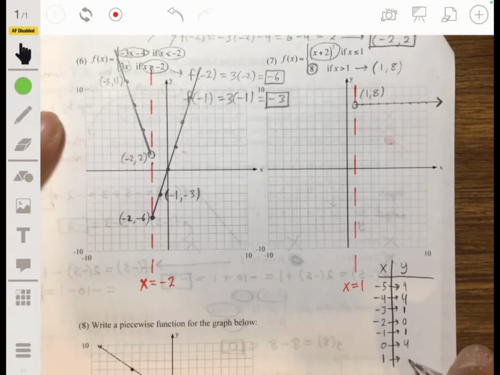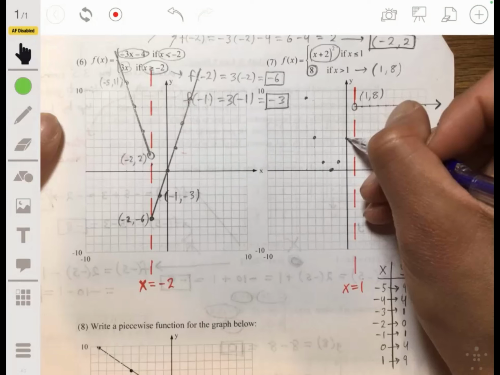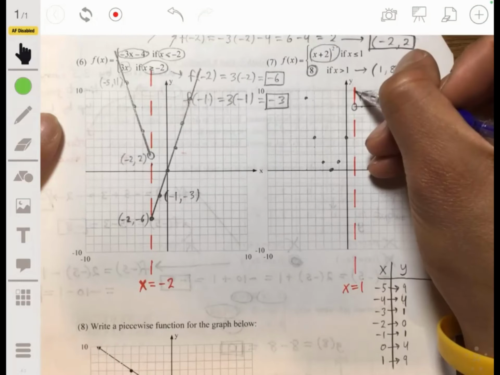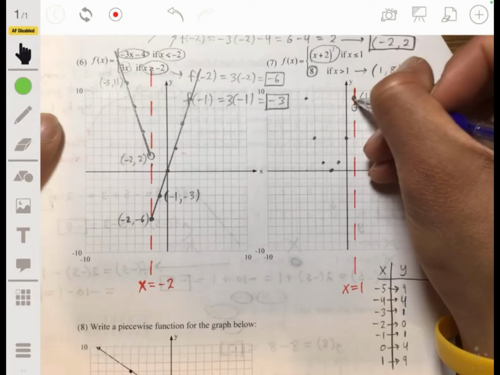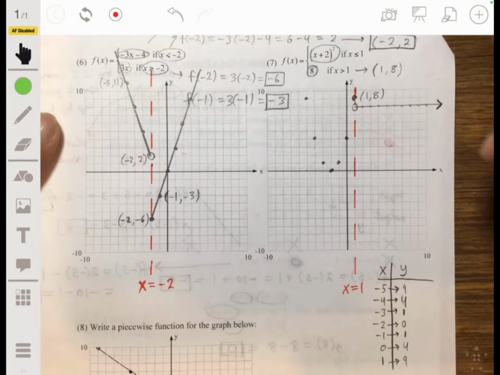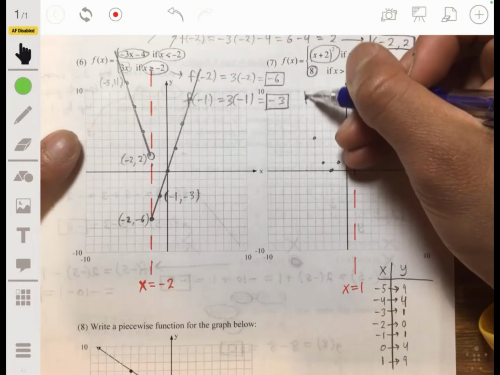So we're going to have a point at -5, 9. 1, 2, 3, 4, 5, 5, 9. -4, 4. So 1, 2, 3, 4. -3, 1. -2, 0. -1, 1. 0, 4. And then 1, 9. And then, so this is what your parabola is going to look like on this part of the graph.